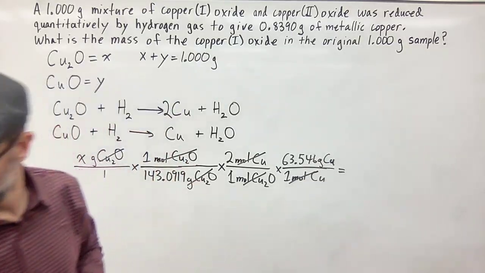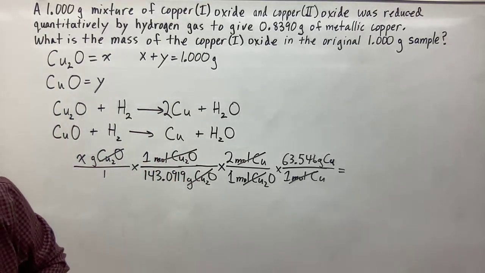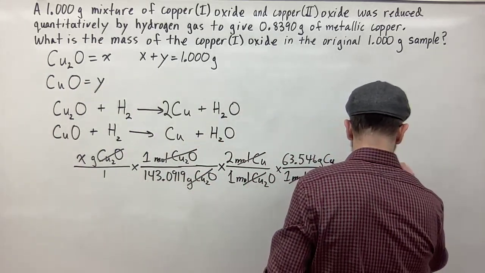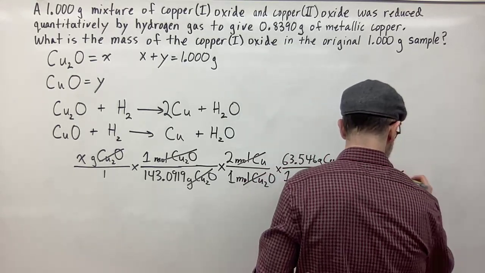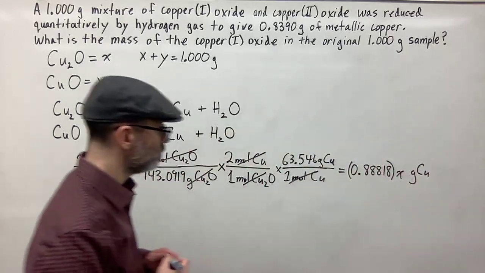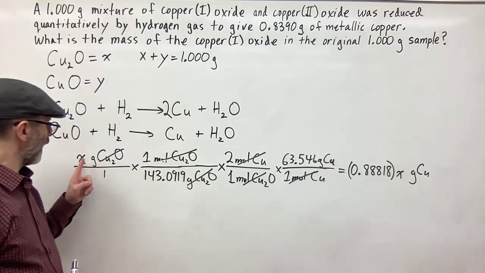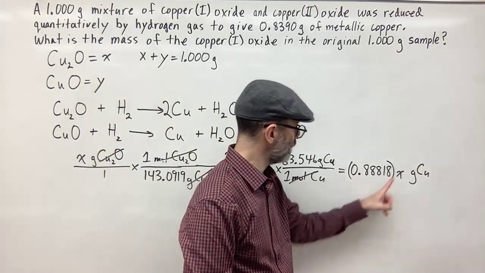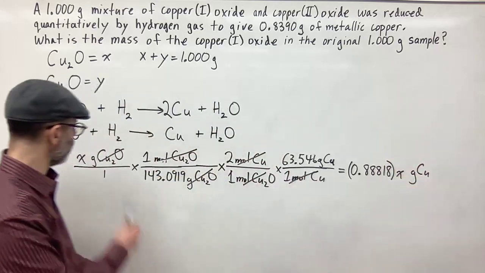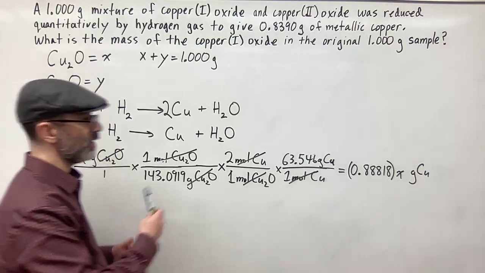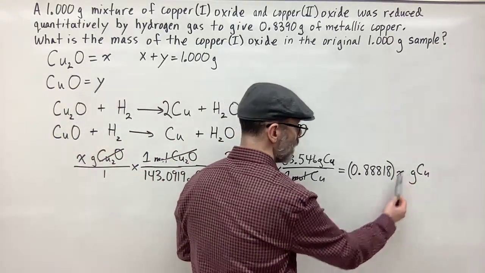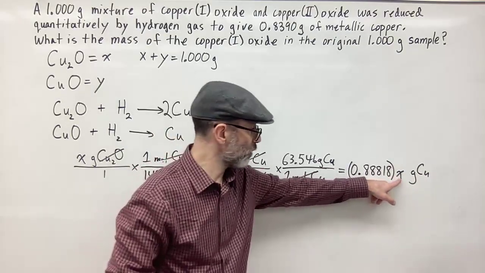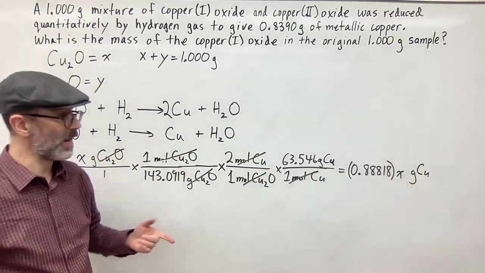So when I multiply this out, I get 0.88818 times X number of grams of copper. So that's what I get when I calculate all this out, and I have the X there. So this X is multiplied by everything else. So if I start with X grams of copper 1 oxide, I'm going to end up with 0.88818 times X grams of copper. So the grams of copper is going to depend on how many of the X grams of copper 1 oxide that I start with. I don't know that, so there's the X.